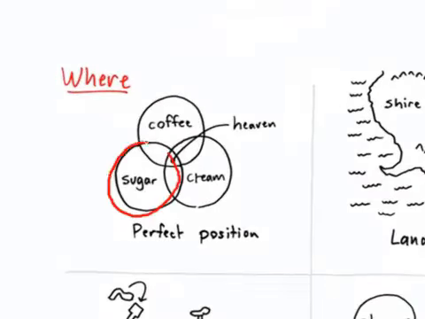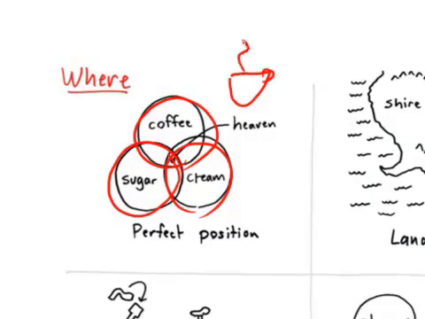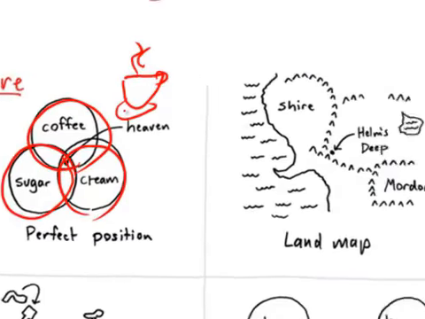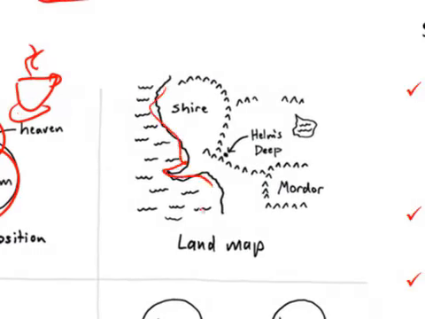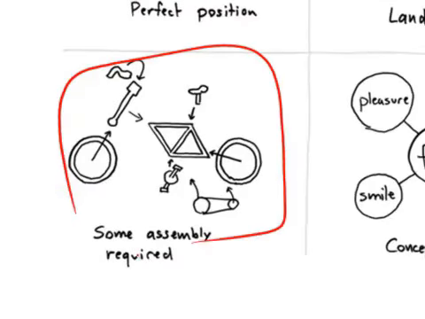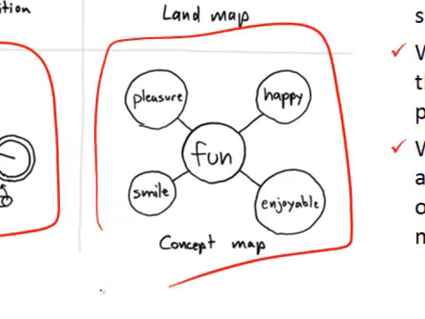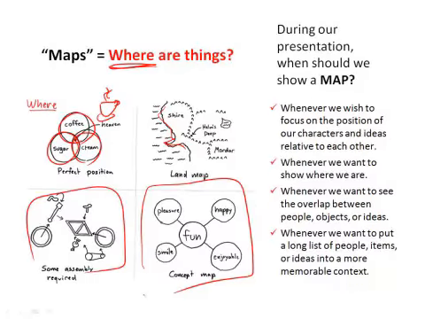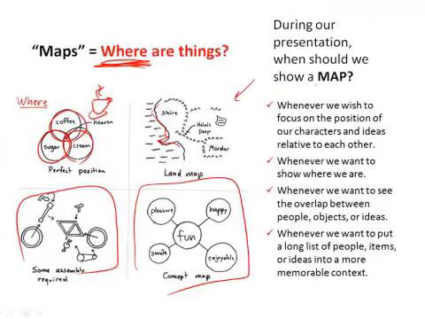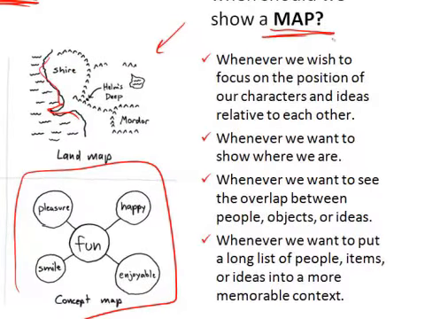Maps, of course, could be our Venn diagram showing the relationship of these three ideas in space. Coffee, sugar, and cream gives me the perfect cup of coffee. Geographic maps, Middle Earth. Schematic maps showing where pieces fit together. Mind maps showing the spatial relationships of different ideas. They look all different, but they're all doing the same thing because they're showing where things are in relation to each other. So when would we use a map in a presentation?